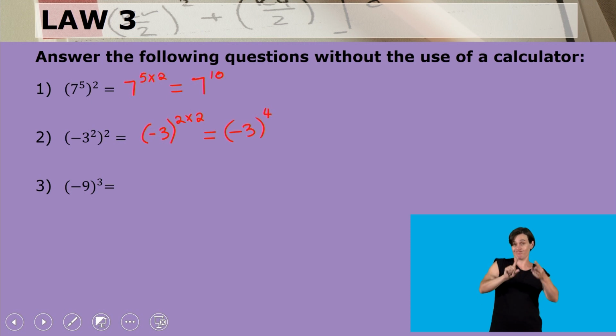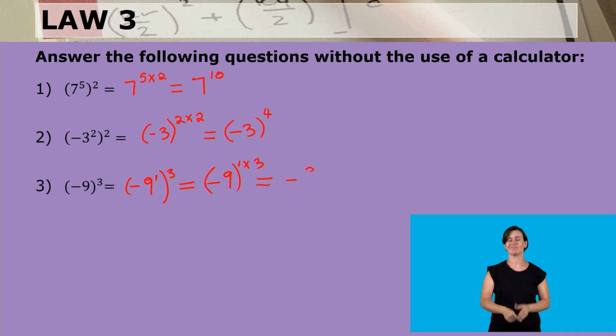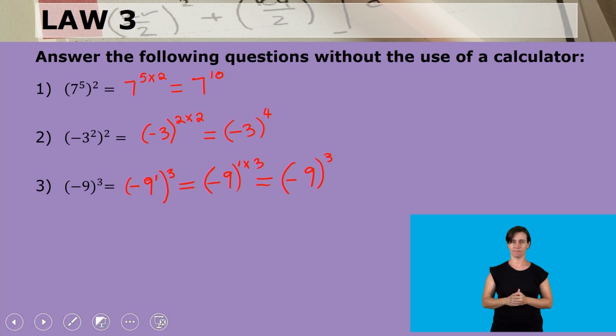Let's look at this next one here. We have a negative 9 and the exponent is a 3. Now remember that negative 9 does have an exponent of 1. So this means that this is negative 9 with exponent 1 multiplied by the exponent 3. What is our answer going to be? Yes, it's going to be negative 9 and the exponent is going to be a 3.